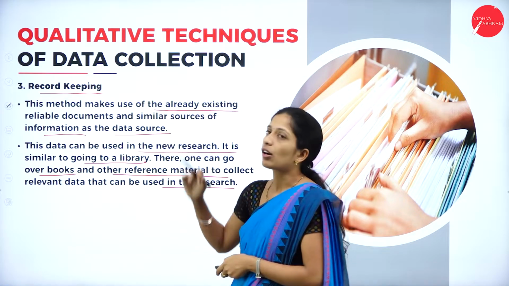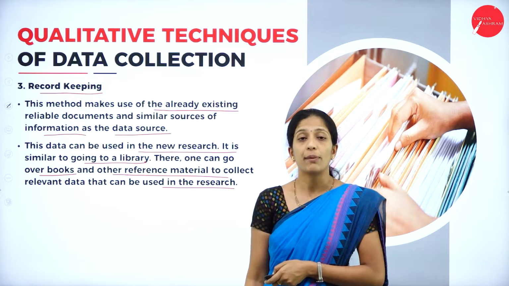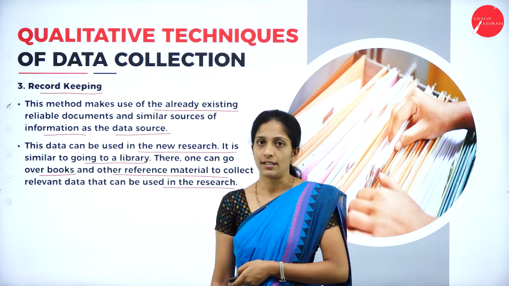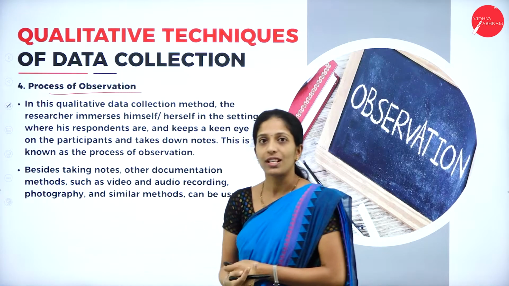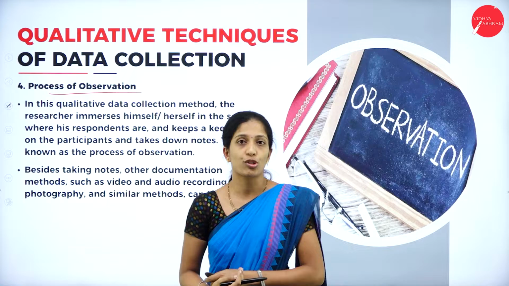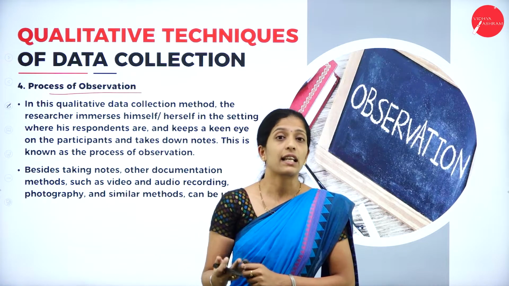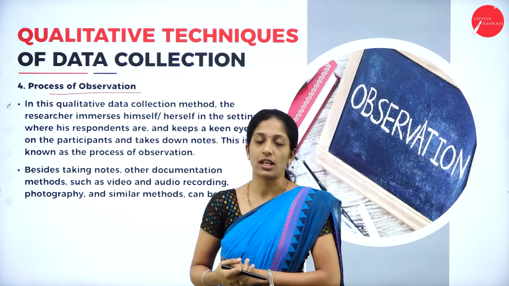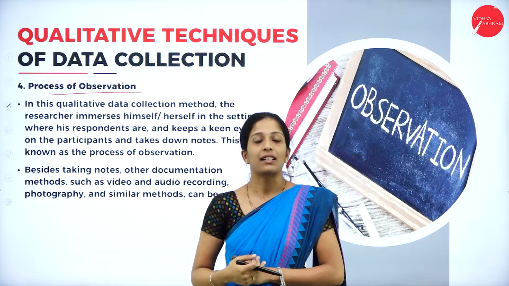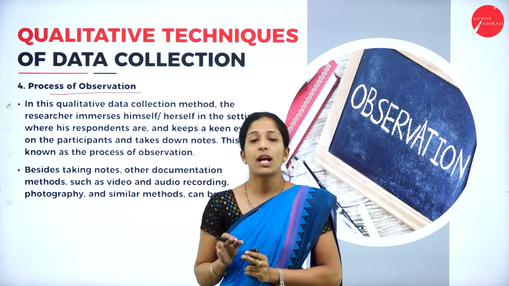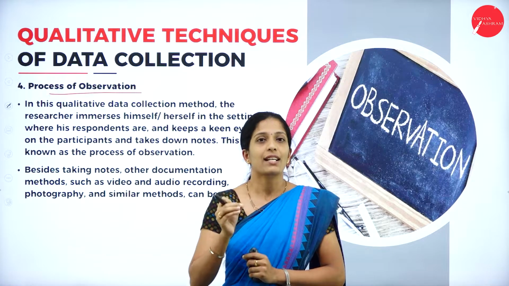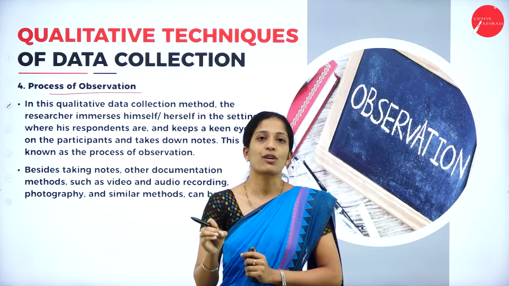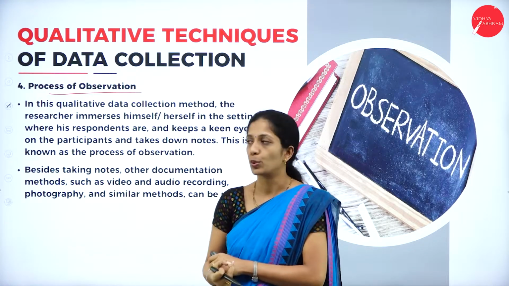So here, record keeping is also one of the important methods to collect the data. Next one is the process of observation. This we have already learnt in the types of research, that is, collecting the data through observation. Now how will the researcher collect the data? By observing each and every activity of the respondent. He is going to observe and record those observations for his research work.